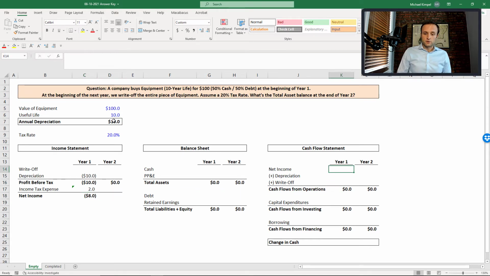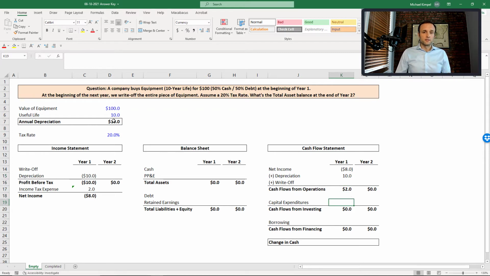We'll now go to step two, which is pulling net income over to our cash flow statement. And now we have to work through each of the items of the cash flow statement to get to the change in cash. The first item here is just adding back the non-cash charge that we deducted in the income statement, which is depreciation. And that gets us to cash flows from operations of positive 2, which is really just the cash tax savings from the depreciation deduction.